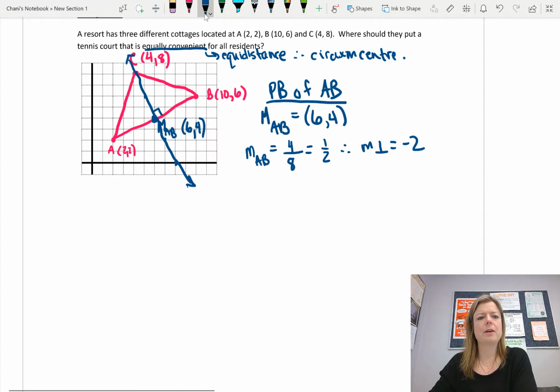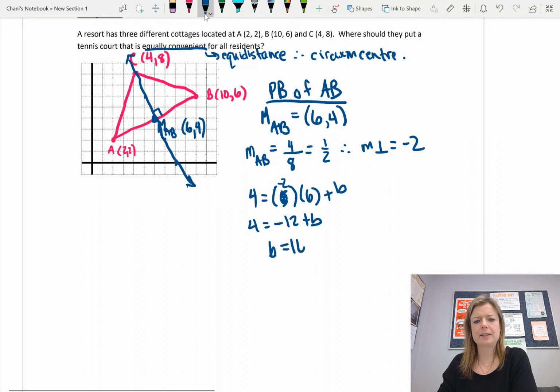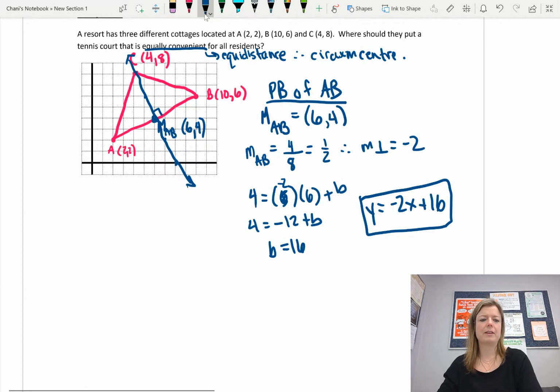Now we need to find the y-intercept, which we can see is going to be quite a high positive y value. So we say y equals mx plus b using the point that's on the line. So 4 equals, sorry, that's x, it should be -2, -2 times 6 plus b. So 4 equals -12 plus b, so b is equal to 16. So my equation is y equals -2x plus 16. And that positive 16 makes sense because my y-intercept is way up there, so that looks right.